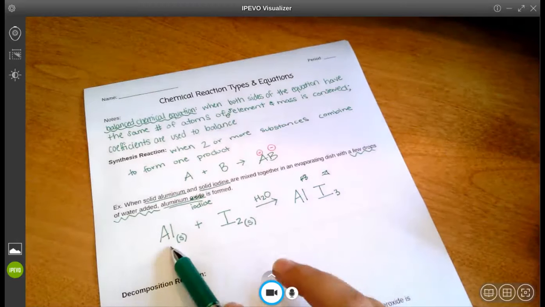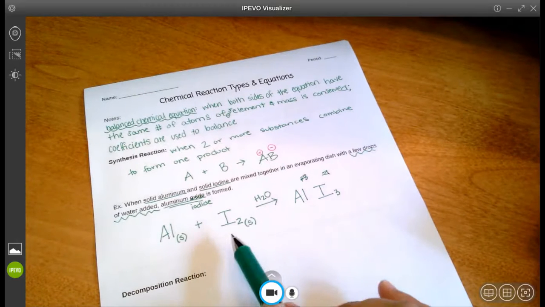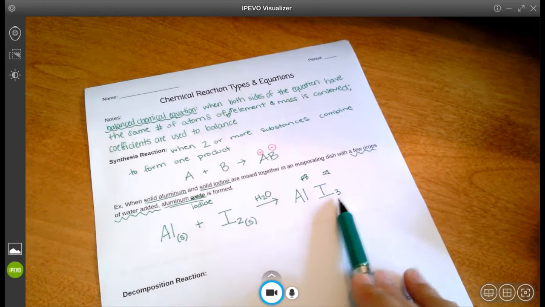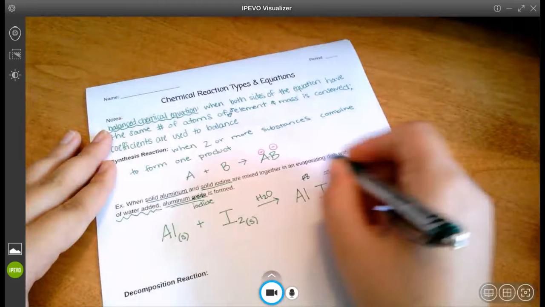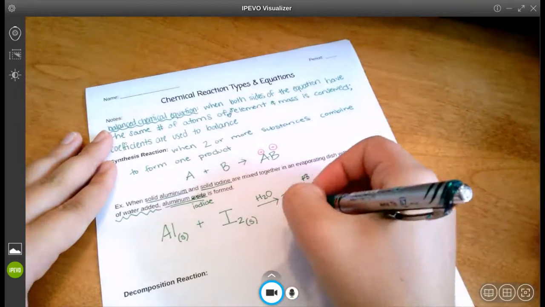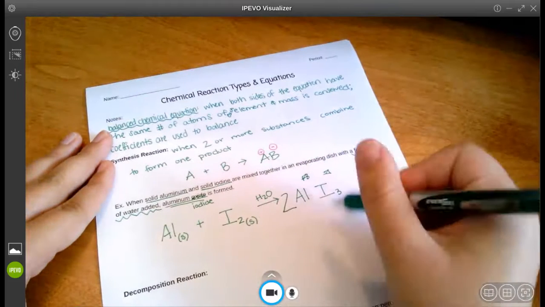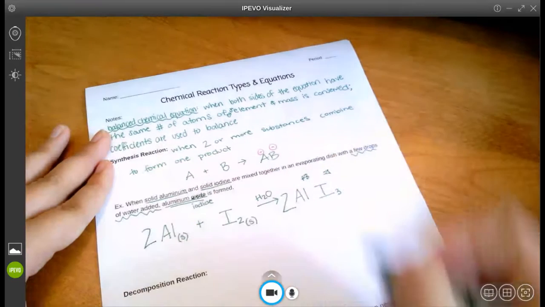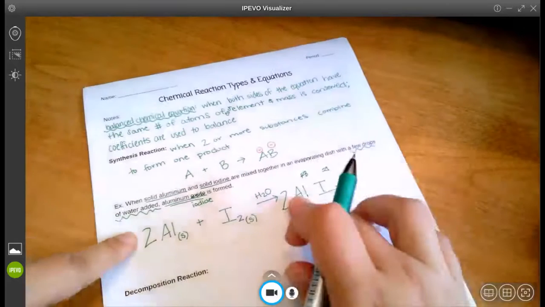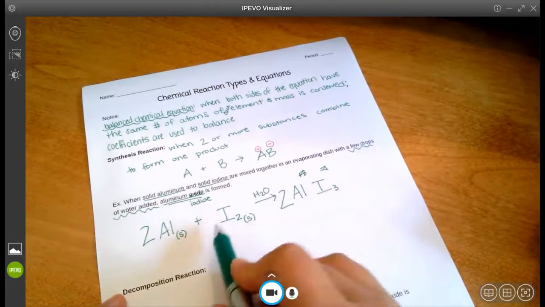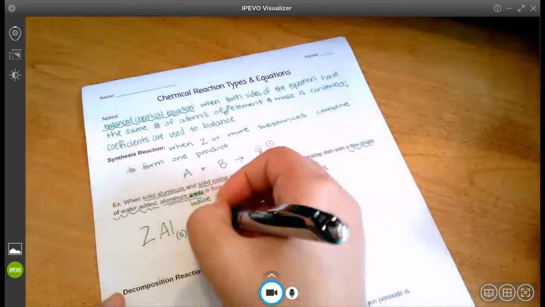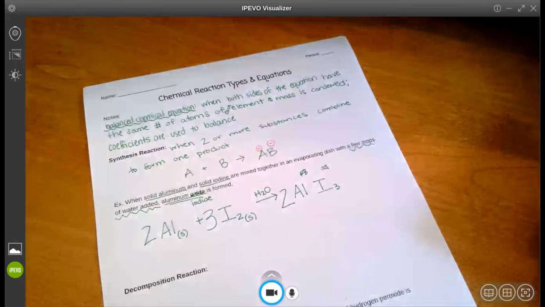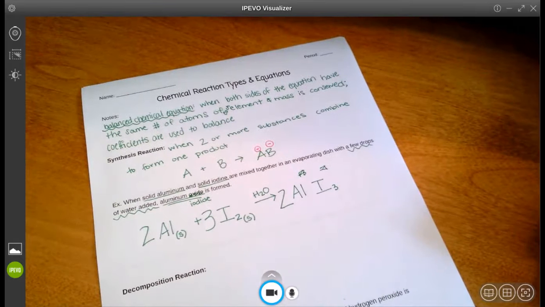So I have 1 aluminum and 1 aluminum, so they're good. 2 iodines and 3. So when we have 2 and 3, we need to get to 6. So to get 6 iodines on my product side, I'm going to be adding a coefficient of 2. That impacts my aluminum. So I'm going to balance my aluminums here. Okay, so I have 2 aluminum, 2 aluminum. Good. 6 iodine and only 2 here. So a coefficient of 3. 3 times 2 gets you 6 is required. All right, so that is our balanced chemical equation for our first synthesis reaction.